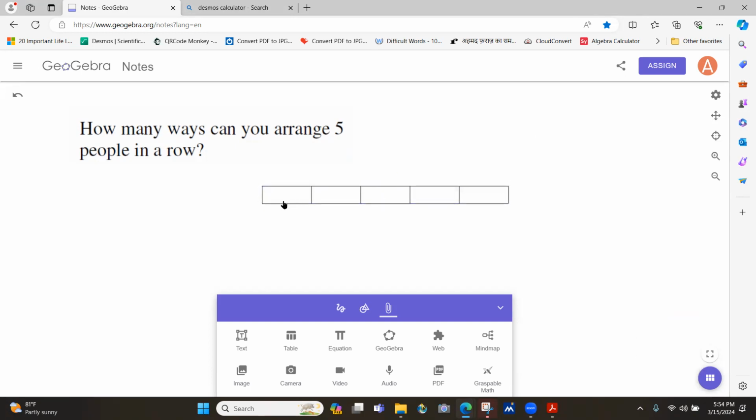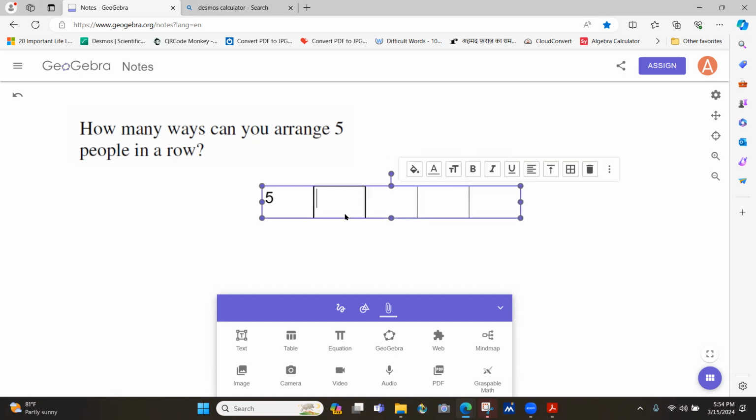How many ways can I choose a person for the first chair? I have five choices, right? How many ways can I choose a person for the second chair? Well, four. One of the people is gone. Three, two, one. And you multiply them. Why? Because that's what we mean by the fundamental counting principle.